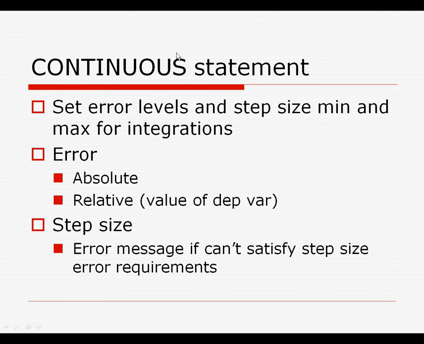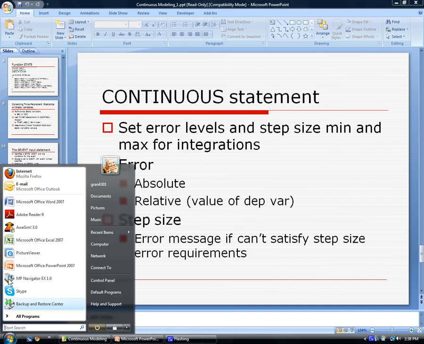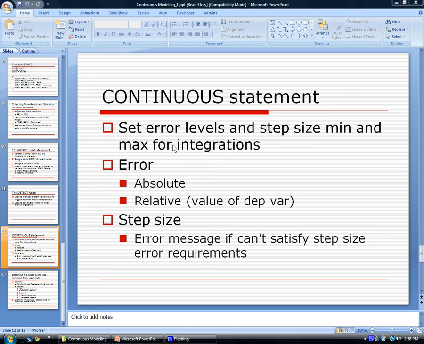We also have another new control model statement called the continuous statement, and this is used to set error levels and step size for integration. So we have an absolute and relative error as well as a step size error. I can start up AWESIM and show you this particular statement. Some of these parameters basically require that you kind of guess at their values.